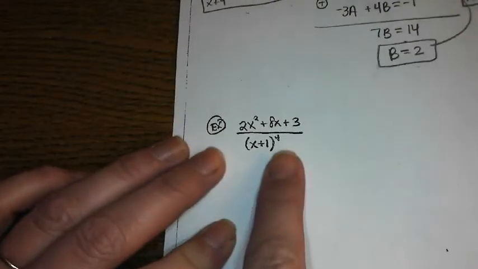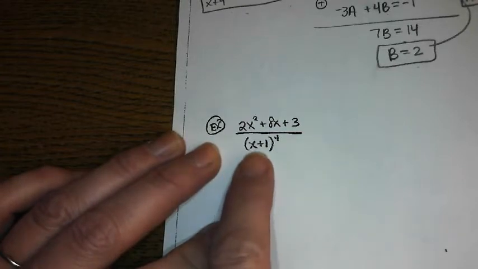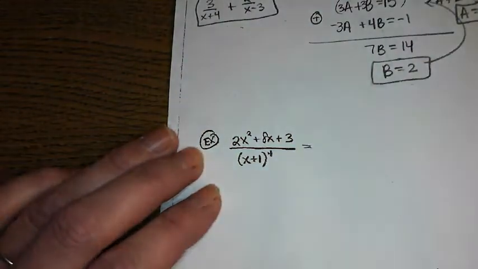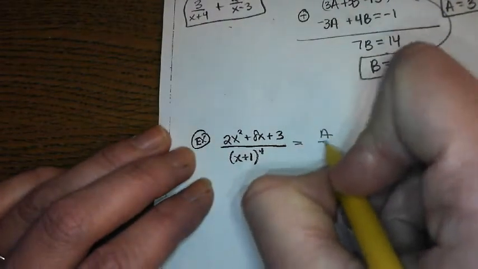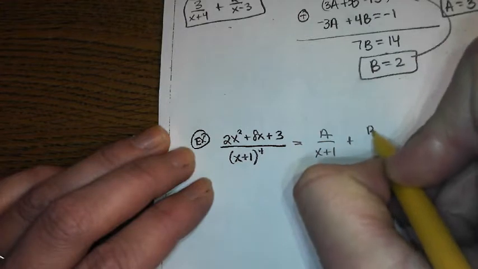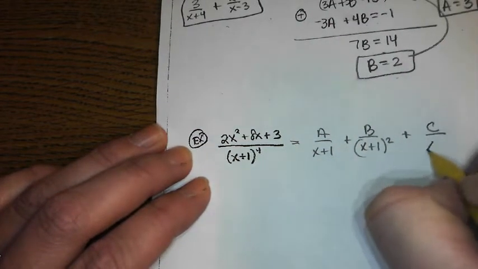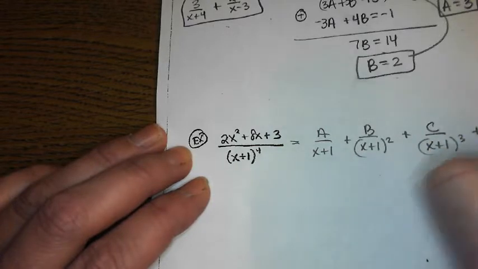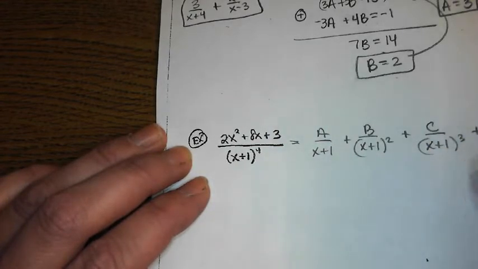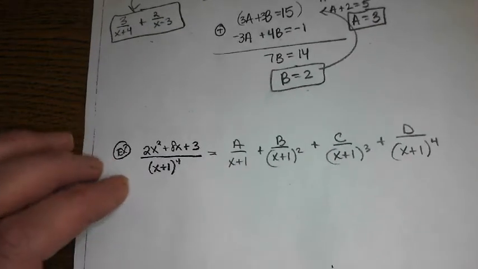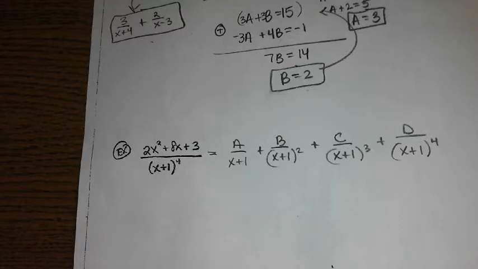So let's just do this one first, which already has the denominator factored, but it's a degree of 4. So this is actually going to have 4 parts: A over x plus 1, plus B over x plus 1 squared, plus C over x plus 1 cubed, plus D over x plus 1 to the 4th. Now, we're doing that, to Stephen's point, because we were told to. That's the rule. The question is why.